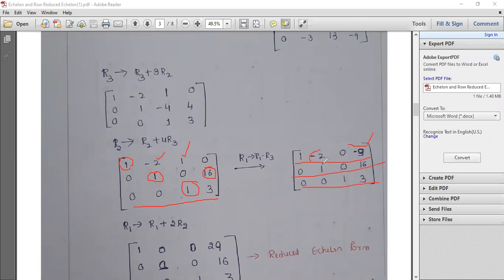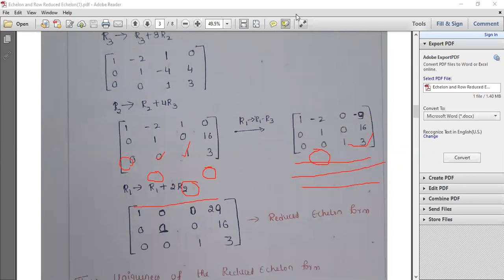Now again I have to make this element 0, so I take the help of this R2 and write R1 changes to R1 plus 2 times R2. Already minus 2 is here, and 2 times R2 means plus 2, so we'll be getting this 0. What I am doing here is just row operations, trying to convert the problem into the reduced echelon form.